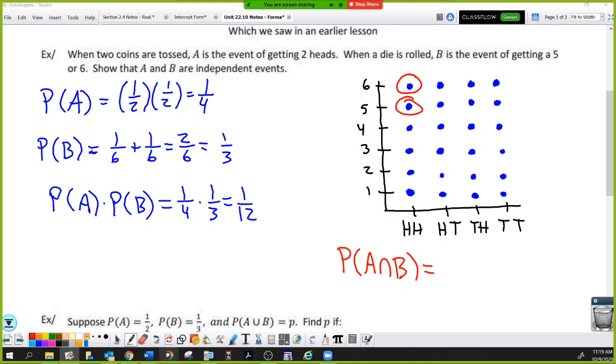And that's it. So 2 out of the 24 reduces to 1/12.